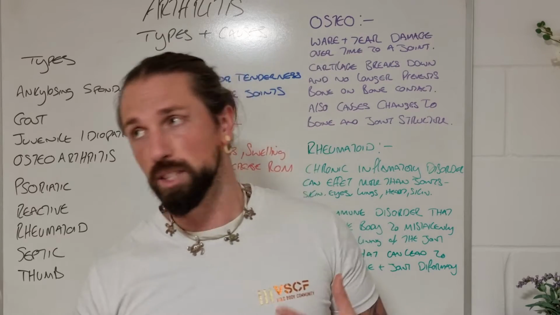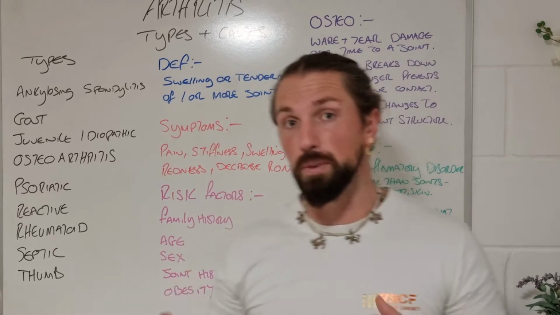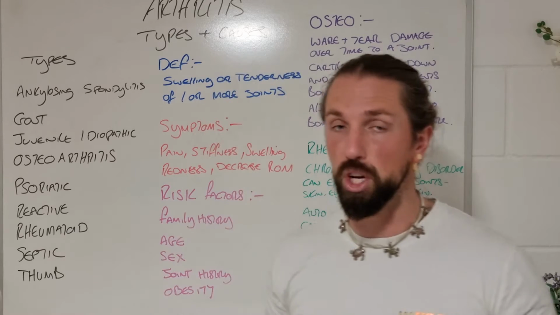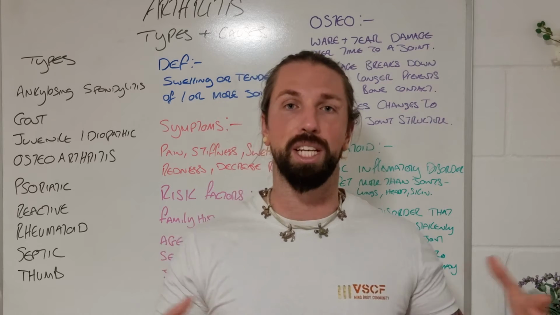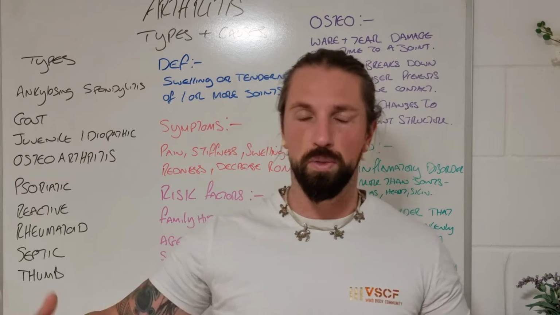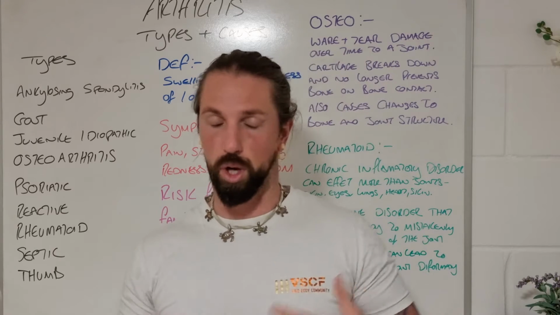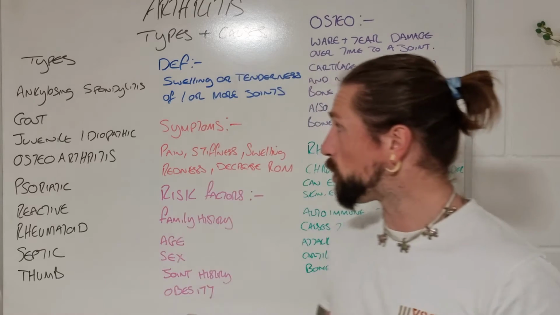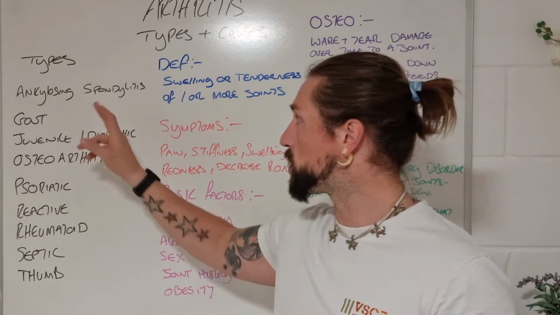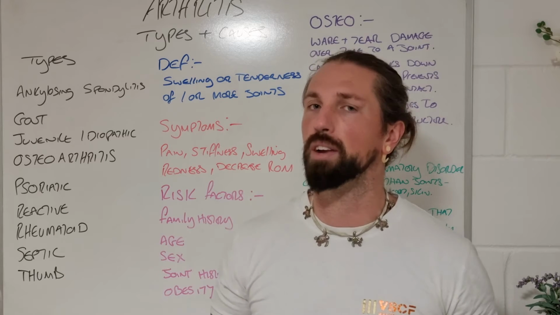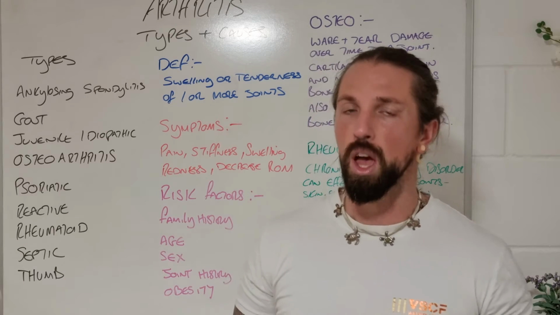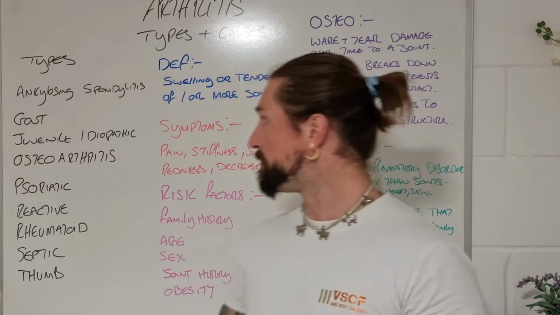Okay, so let's go through the types first of all. Now today we're only going to focus on two because I don't want to bombard things too much. There's a lot of information to digest, so we'll do it over the series and we'll go through which ones we're going to do in a minute. So first of all, we have Ankylosing Spondylitis, which is a condition that you probably haven't heard of unless you have it or know somebody that does, but we're going to go into that one on another video.